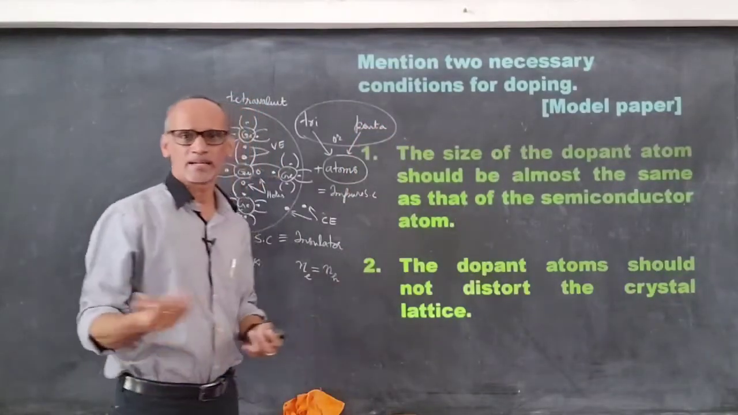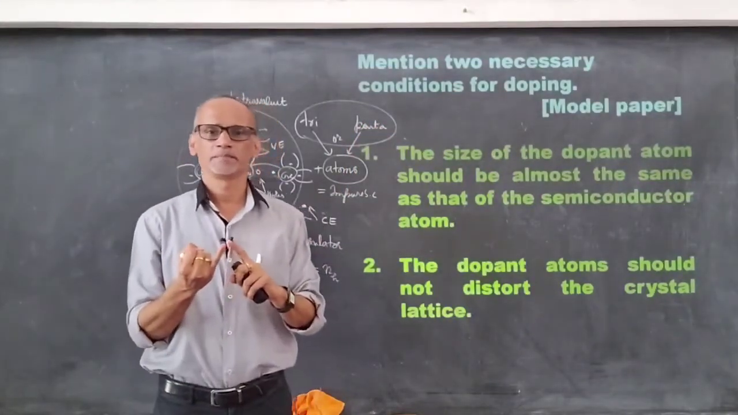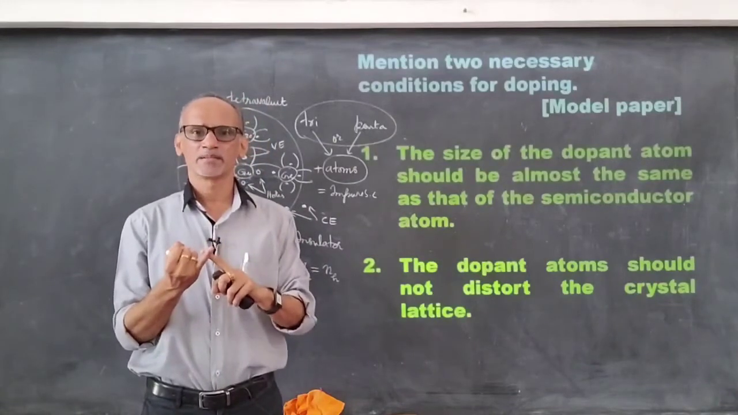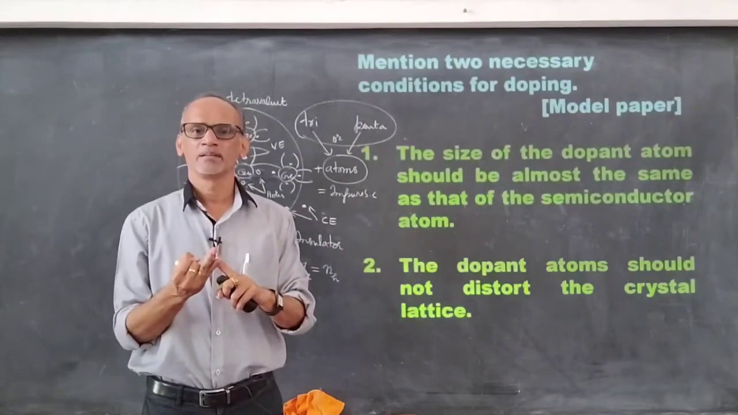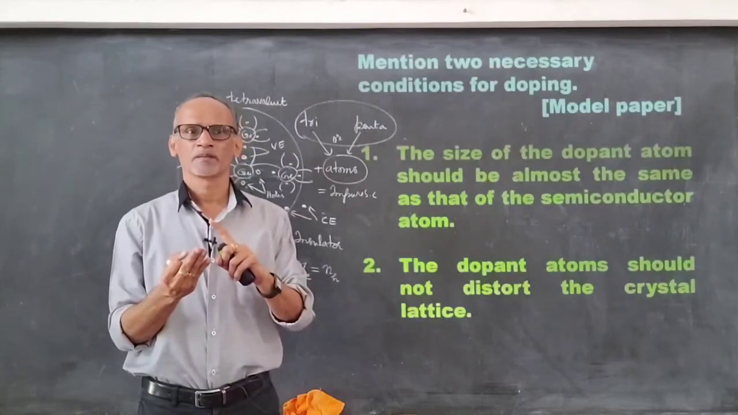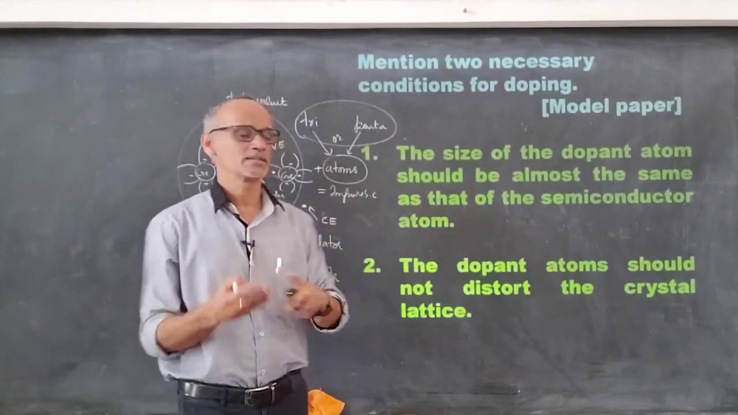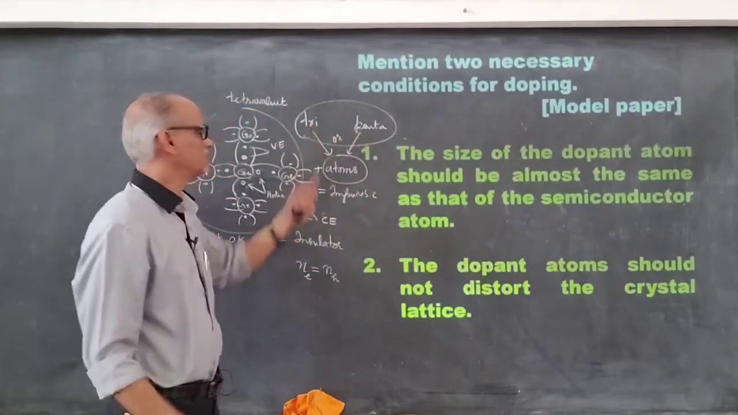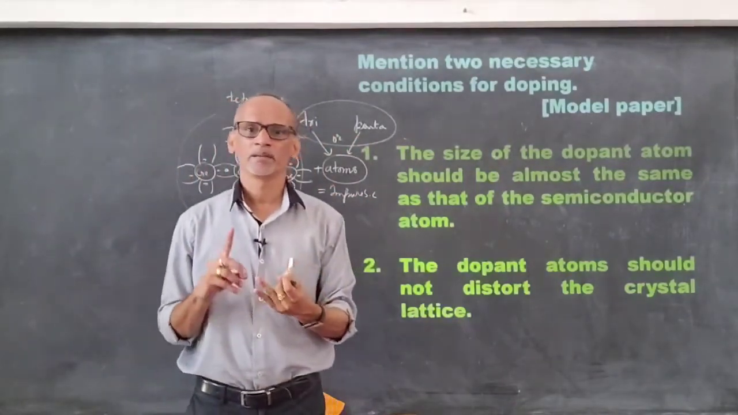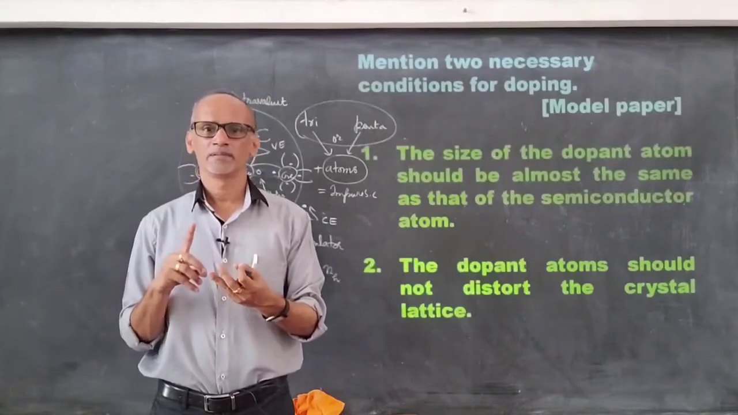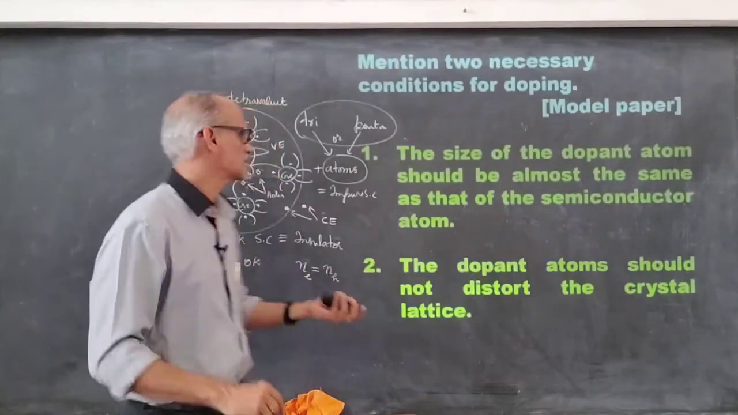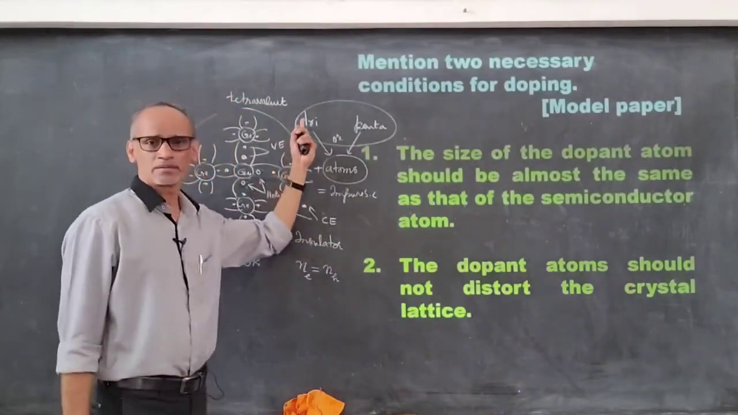When we say pentavalent impurity, we have examples: bismuth, antimony, arsenic, and phosphorus. So these are pentavalent. For trivalent, we have aluminium, indium, gallium, and boron. So these are examples for trivalent impurities.